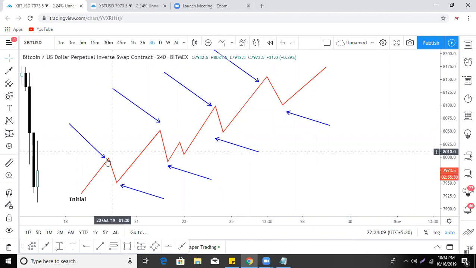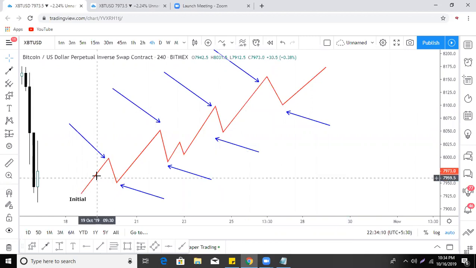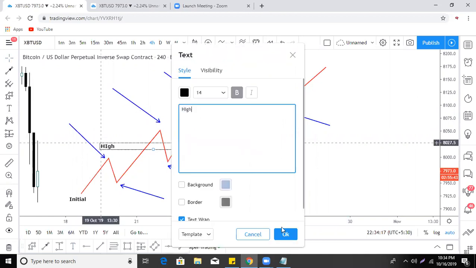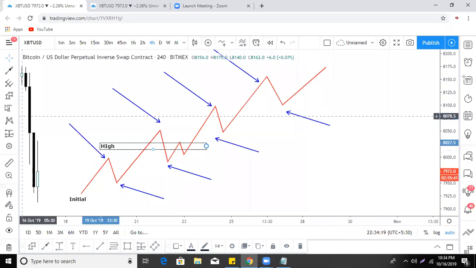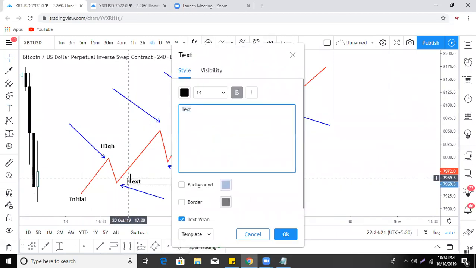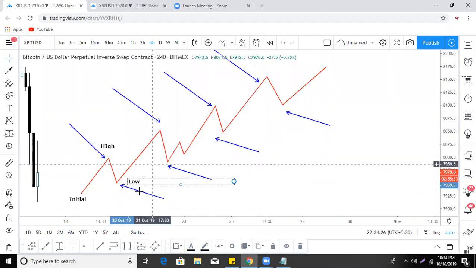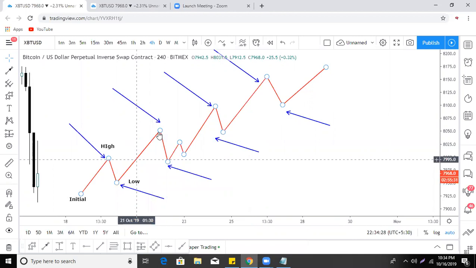Okay. So whenever a peak forms at the top, this is the top, so we call it a high. This is what we call a high, and this is what we call a low. Right? It was high, it was low. This was the initial price. Okay. Later on, we got another peak.